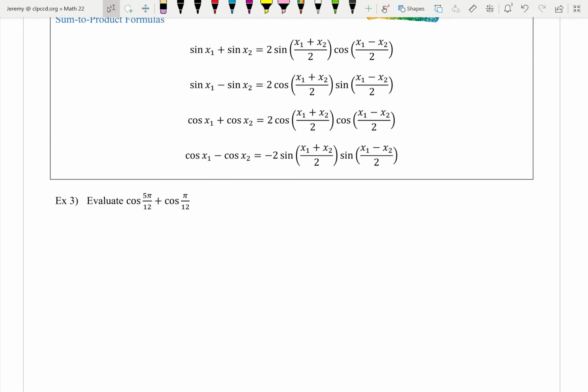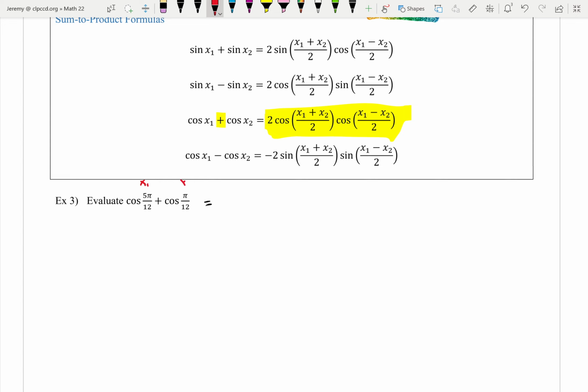Let's see if we can apply these to help us out in example 3. We're looking at cosine of 5 pi over 12 plus cosine of pi over 12. Again, seeing the 12s in the denominator, that's a pretty good indicator that we'll want to use some kind of identity here. And the sum to product is the most obvious one since we're looking at a sum of two cosine functions. So which of these 4 formulas will we use? Well, we've got 2 cosines and we've got a plus sign in the middle. So I'm thinking of using this third formula here.